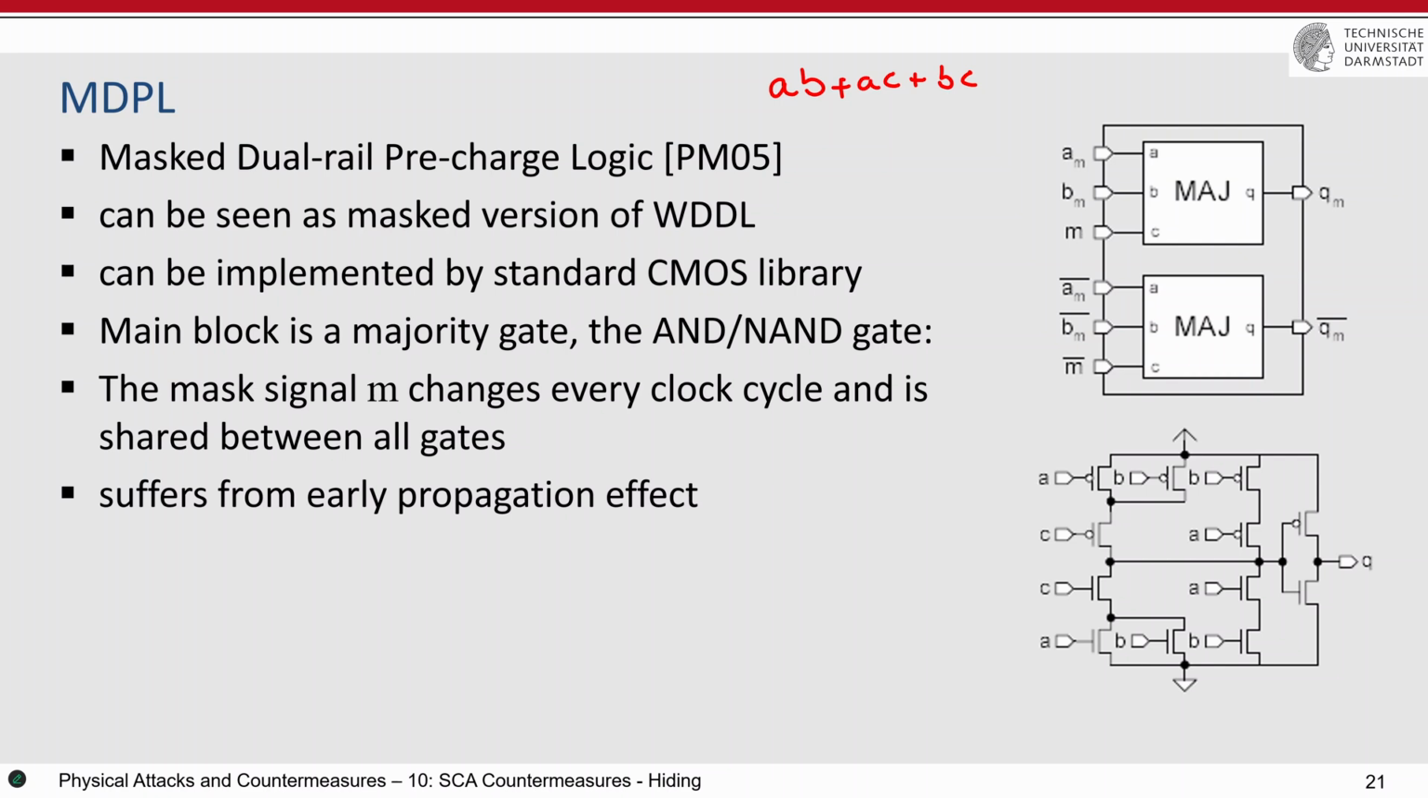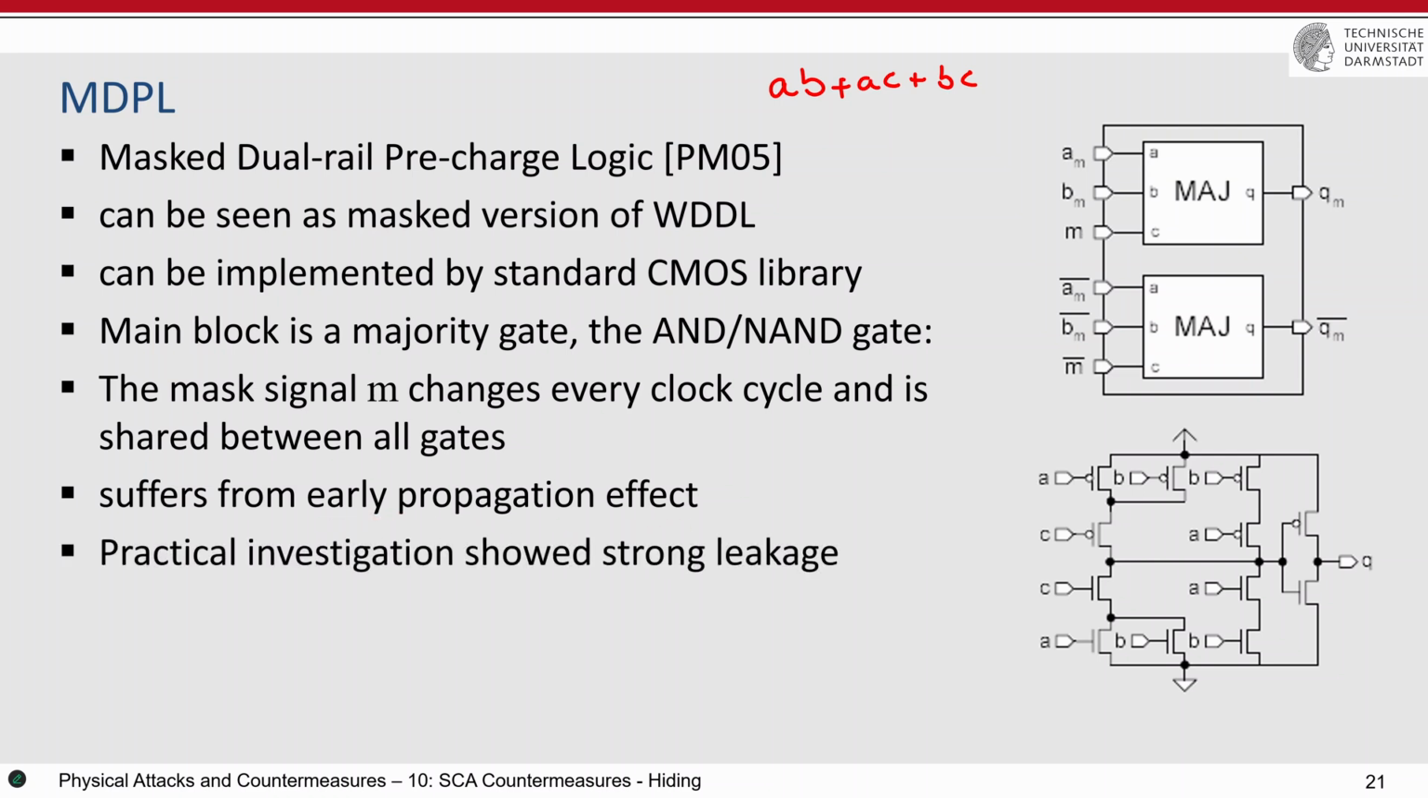But MDPL has a problem, the early propagation effect, similar to WDDL. It means that it solves the problem of the fat wire approach or having a balanced routing between complementary signals, but it doesn't solve the problem of the early propagation effect.